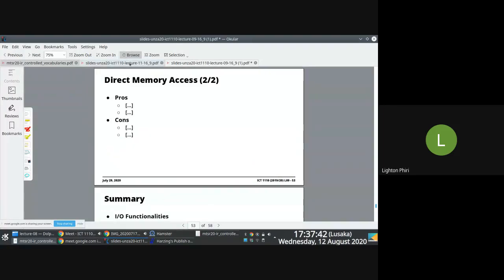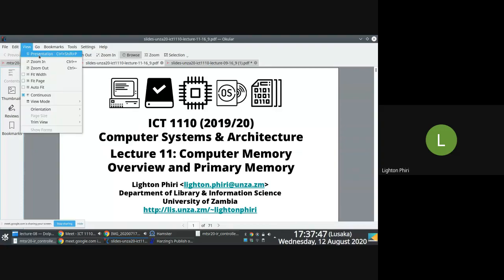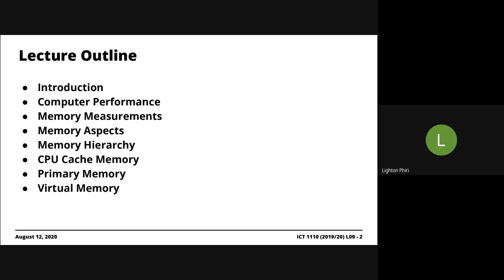Okay, so lecture series number 11 is computer memory overview and primary memory. So we briefly have a discussion of just the very basics of computer memory, and then we combine this discussion with so-called primary memory. In the past, we discussed primary and secondary memory differently, just because they have different characteristics and their functions are kind of different. Anyway, so the outline is as follows.